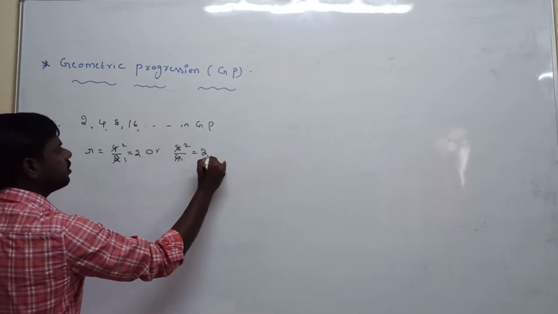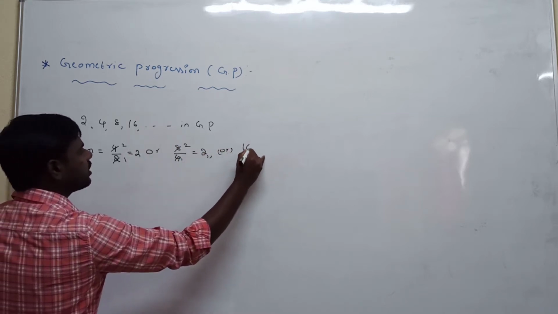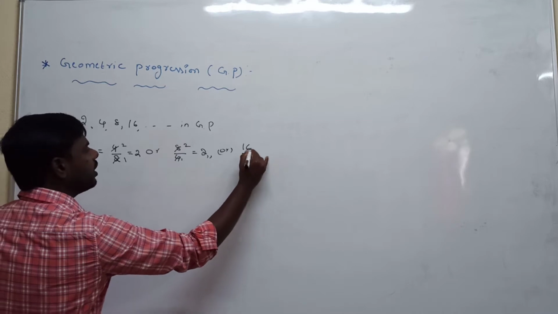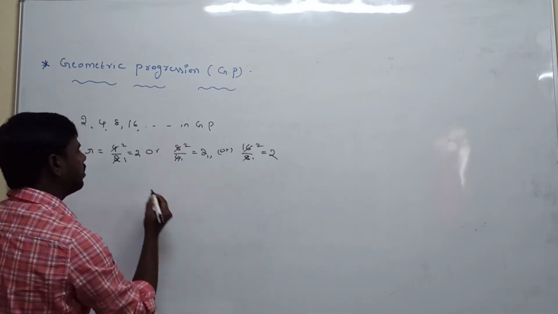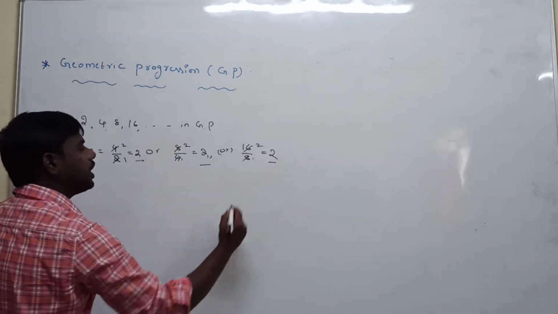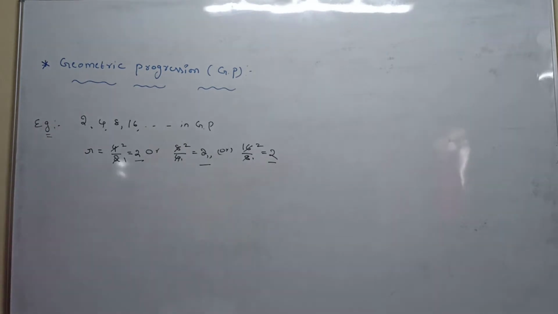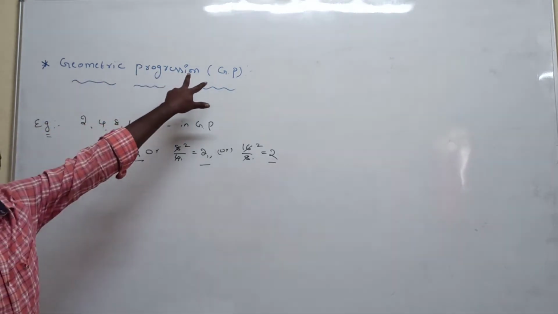Next one, 16. 16 divided by the previous term 8 is 2. 8 ones are 8, 8 twos are 16. So the ratio of any two consecutive terms is the same. The ratio of any two terms is the same. It is called a geometric progression.